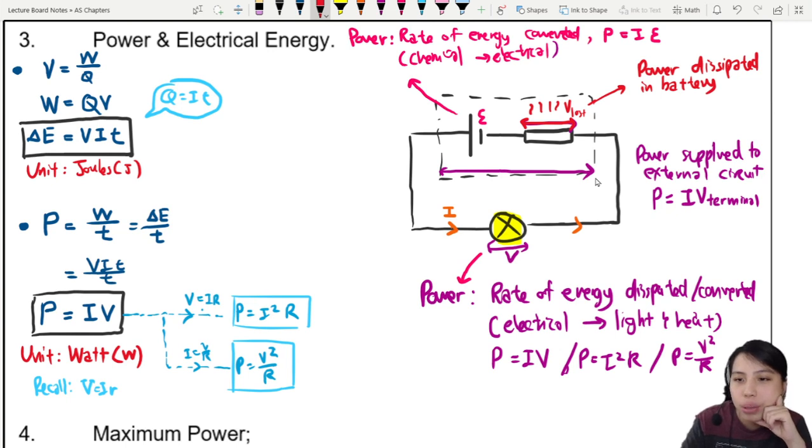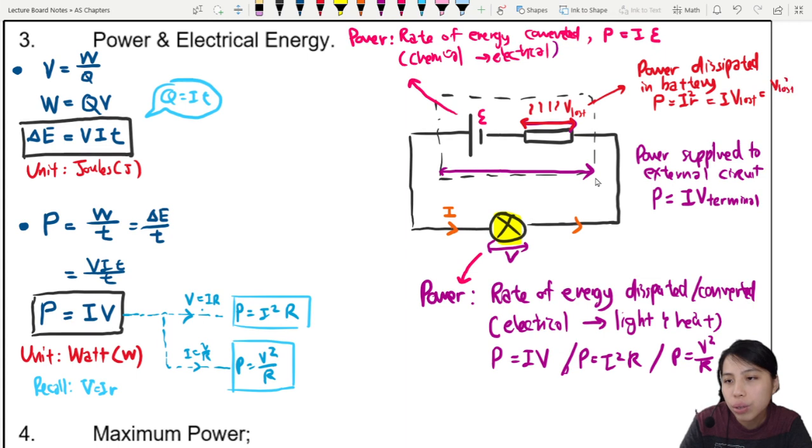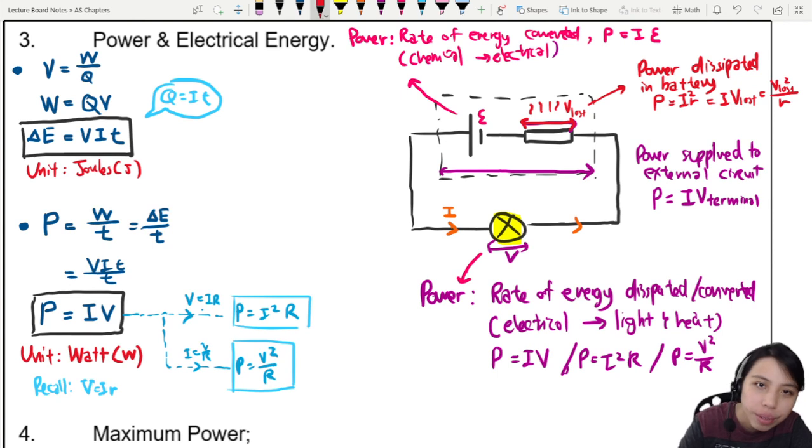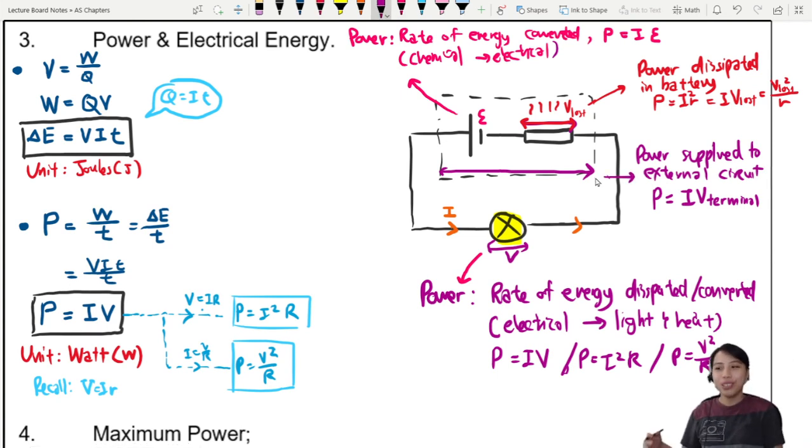If you want to calculate, how to calculate? This power is only for internal resistance. So you could use P equals I squared r, sorry. Or you could use P equals I times V lost. Or you could use P equals V lost squared over small r. This one all also can use. Okay, make sure you know which power you are finding. So many powers. How to know which one? You slowly read the question, okay?